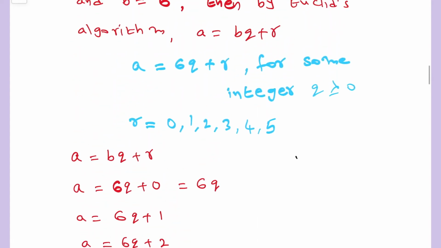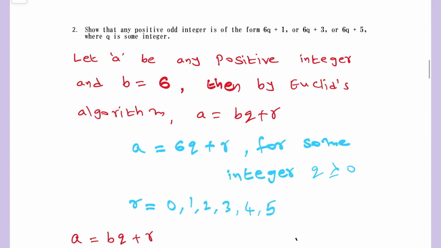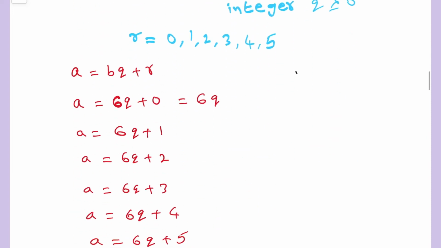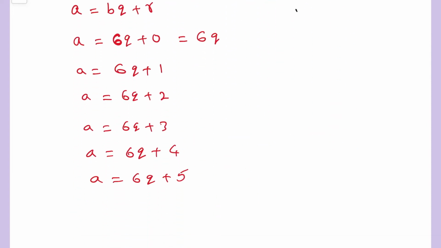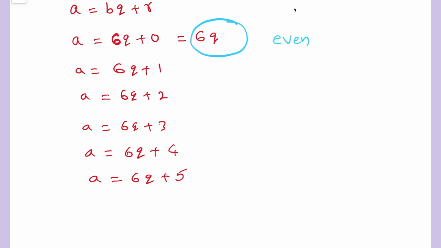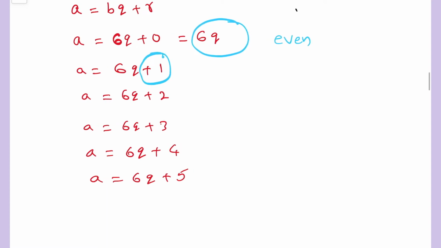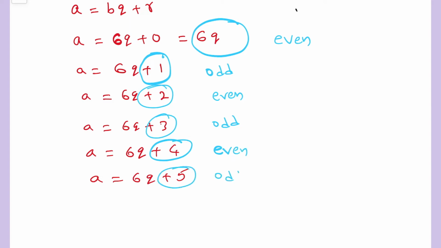Next, what exactly is asked in the question? Show that every odd integer is of the form 6q plus 1 or 6q plus 3 or 6q plus 5. Okay, let us check these answers, whatever we got. Here, there is no remainder at all, so we can say that it is an even number. Here, plus 1 is the remainder, so this is an odd number. Plus 2 is the remainder, this is an even number. Plus 3 is the remainder, this comes under odd number. Plus 4 is the remainder, this is an even number. Plus 5 is an odd number.